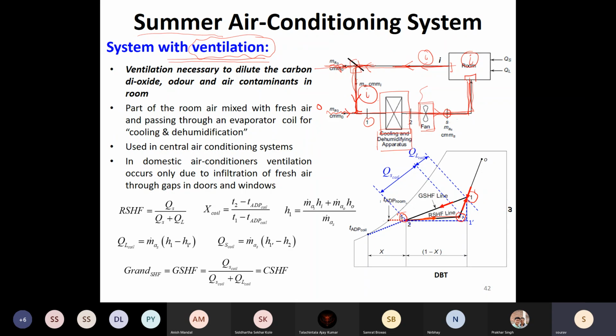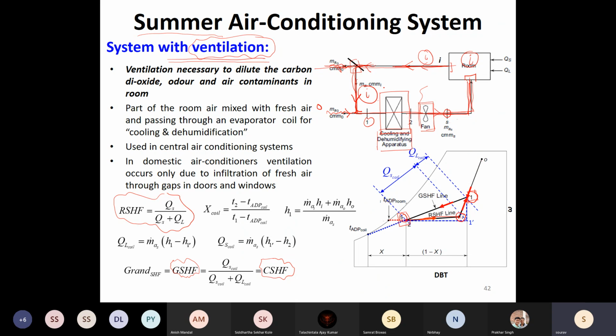So it has to supply at S for the condition not at I but at 1. So now in this case, your room sensible heat factor is Qs upon Qs plus QL, but your coil sensible heat factor, and in certain books it is also written as grand sensible heat factor, so it's a grand total. Grand total is coming because you are mixing outdoor and indoor air, so it sees a larger load. Your cooling and dehumidification coil is now seeing a larger load.